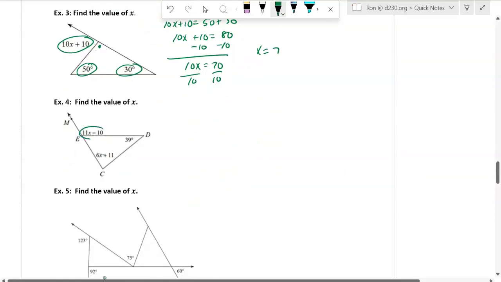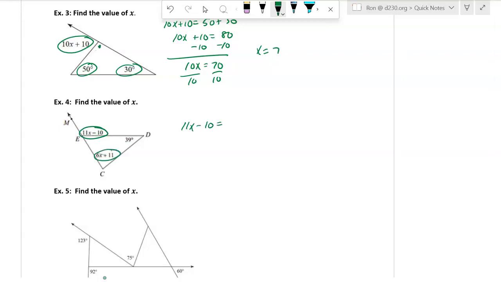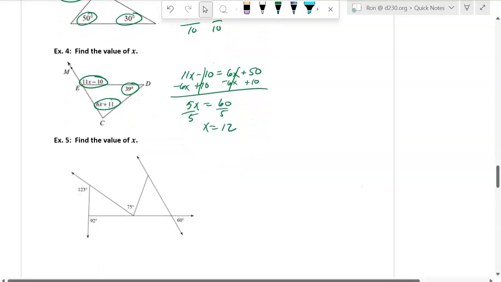And the next one, here's my exterior angle equals the sum of the two remote. So I would do 6x plus 11 plus 39, which is going to give you plus 50. Now to solve this, I like to subtract 6x, line it up under 11x, add 10, line it up under 50. 5x equals 50 plus 10 is 60. Divide by 5, x is equal to 12.